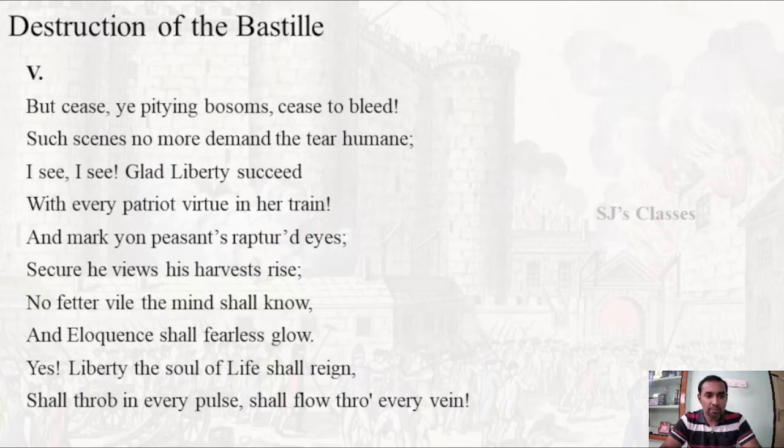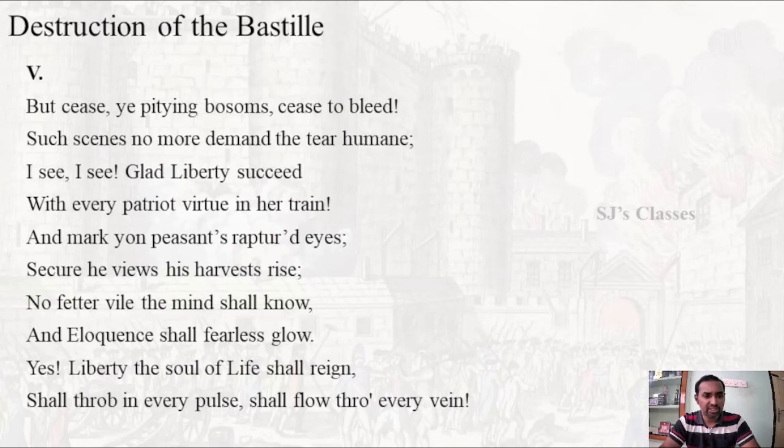"And mark yon peasant's raptured eyes, secure he views his harvest rise, nor fetter while the mind shall know, and eloquence shall fearless glow. Yes, liberty, the soul of life shall reign, shall throb in every pulse, shall flow through every vein."